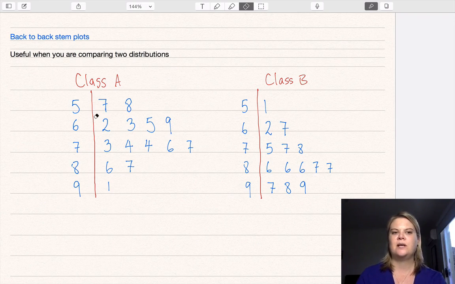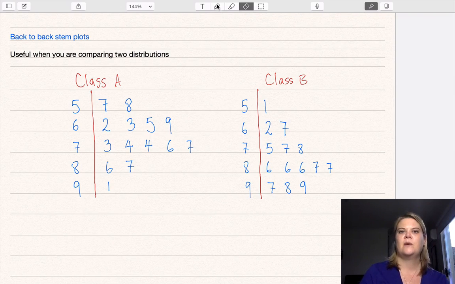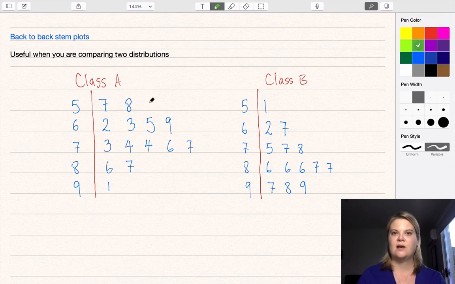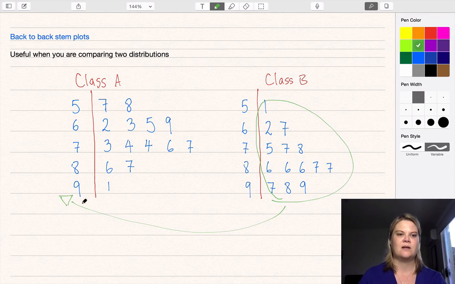In our previous video we drew a stem and leaf plot for a single set of data for class A, and I've copied that here. And then we also looked at a stem and leaf plot for class B, which I've copied here. When we write a back-to-back stem plot, we are going to put both these sets of data onto one stem and leaf plot. And what that basically means is we're going to take this part of the class B data and move it over to this side over here. So I'll demonstrate that below.